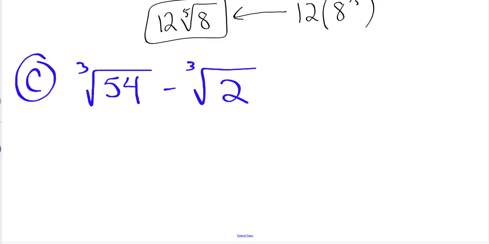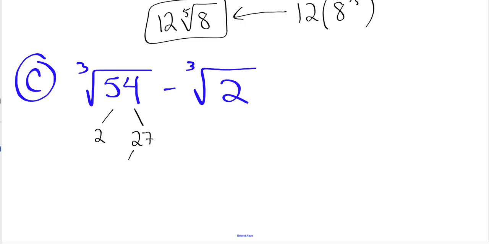So I would like you to try this one on your own. So if you'd like to pause the video, give it a shot, check your answers. Then you can see if you did it right or wrong. Okay, if you don't want to pause the video, we'll work through it right now. So 54 and 2 do not match. I cannot subtract them. I can't subtract stuff underneath. Okay, I have to have like radicals. So we're going to factor tree this, see what we get.